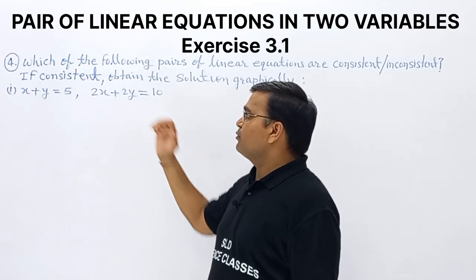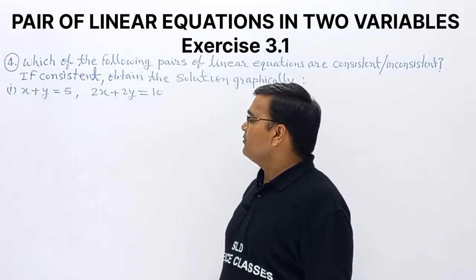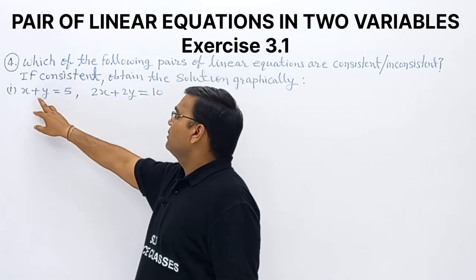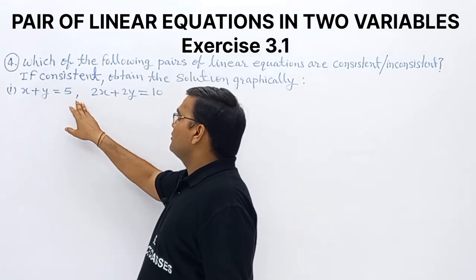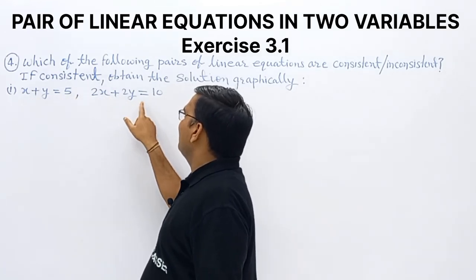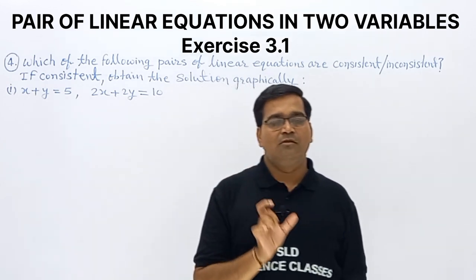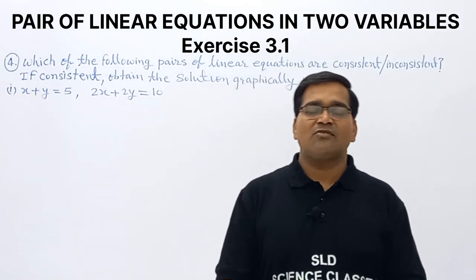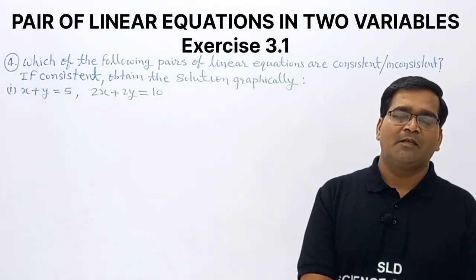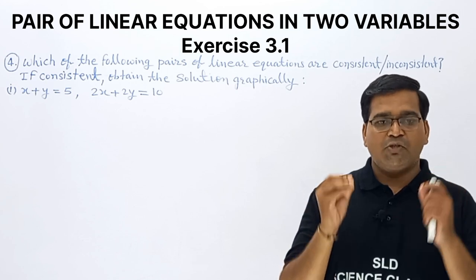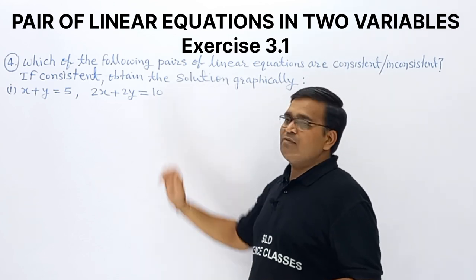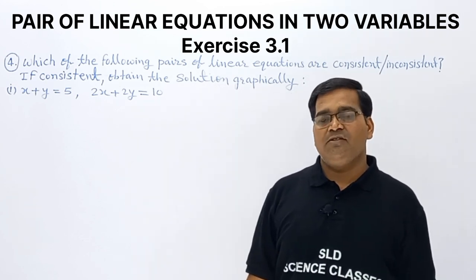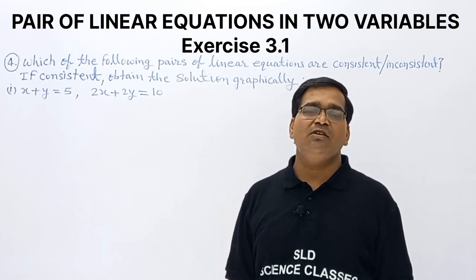I am taking the first one. So the first pair of linear equations is what? x plus y equal to 5, 2x plus 2y equal to 10. These are two linear equations in two variables. First we should check whether these equations are consistent or inconsistent. So how will we check these equations?